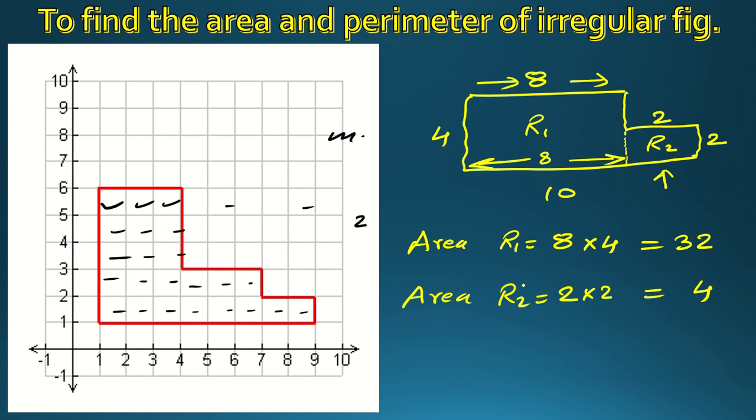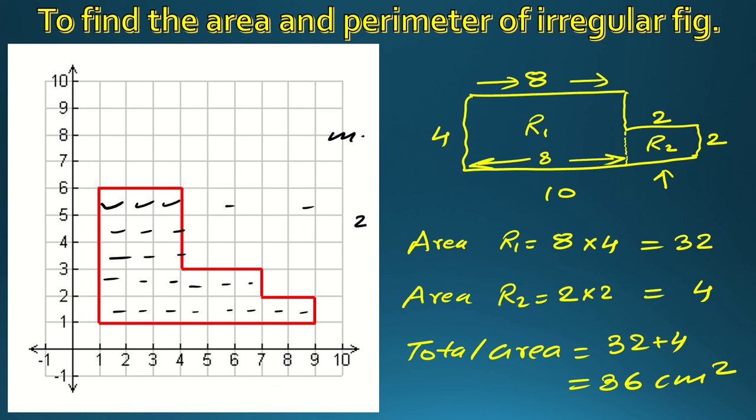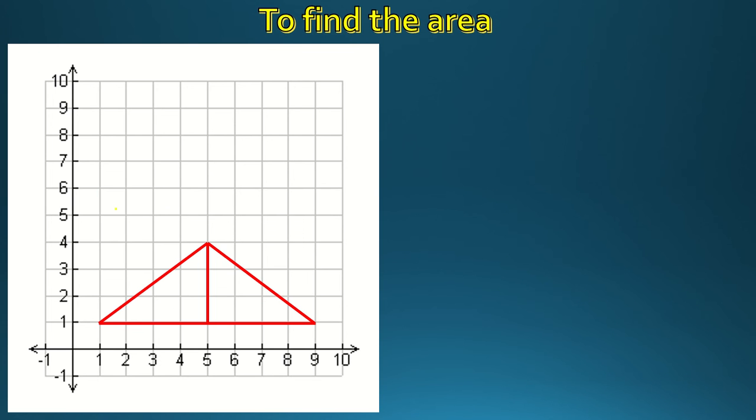Just don't go with this exact measurement. Maybe that measurement may be a bit up or down, it's okay. I want you to understand the method of how to solve the question. So after that you will write: total area is equal to 32 plus 4 means 36 centimeter square. Like this you can find the area of an irregular figure. Okay, now next is this.